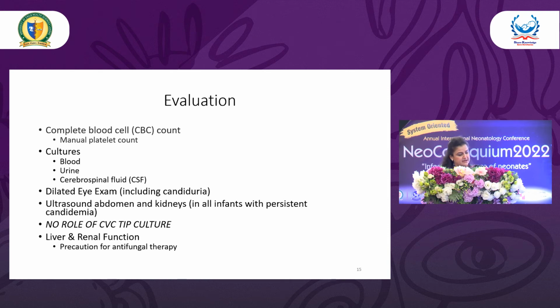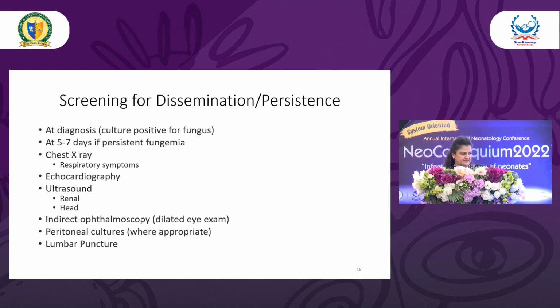Ultrasound abdomen and ultrasound of the kidneys in all infants who have persistent candidemia. Many people still send the CVP tip culture. There is no role of doing a CVP tip culture in this when we suspect candidemia, because it can be colonized without concurrent infection. And then liver and renal function needs to be tested, because we will eventually need to treat these babies.